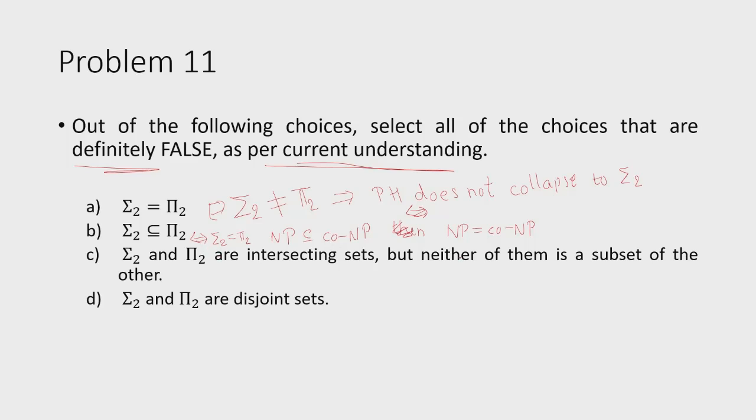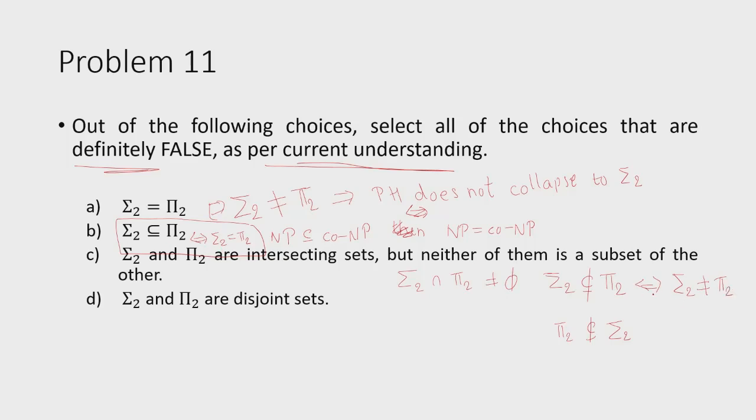Now what is this saying? Sigma 2 and pi 2 are intersecting sets, but neither of them is a subset of the other. So sigma 2 intersection pi 2 is not an empty set, but sigma 2 is not a subset of pi 2 and pi 2 is not a subset of sigma 2. However, if sigma 2 is not a subset of pi 2, then this would imply that sigma 2 is not equal to pi 2. Just take the contrapositive.